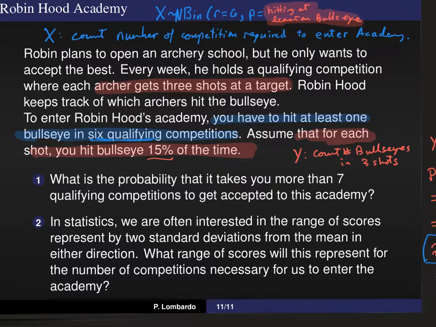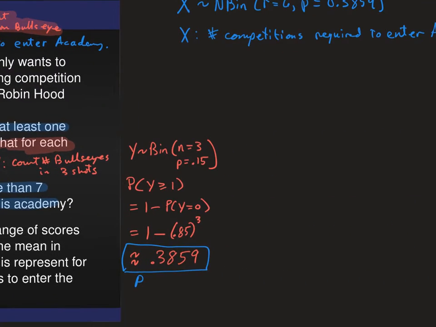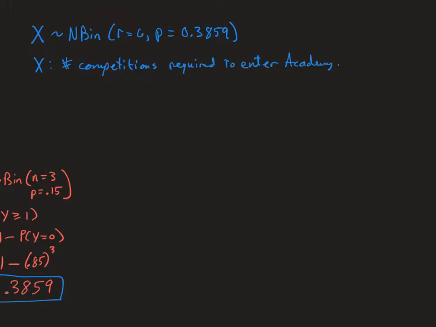Now what we want to know is: what's the probability it takes you more than 7 qualifying competitions to access the academy? Keep in mind this is a question about the random variable x. So what's the probability the number of competitions is strictly greater than 7? Problem 1 is essentially asking what's the probability that x is greater than 7, or in other words, that x is greater than or equal to 8.